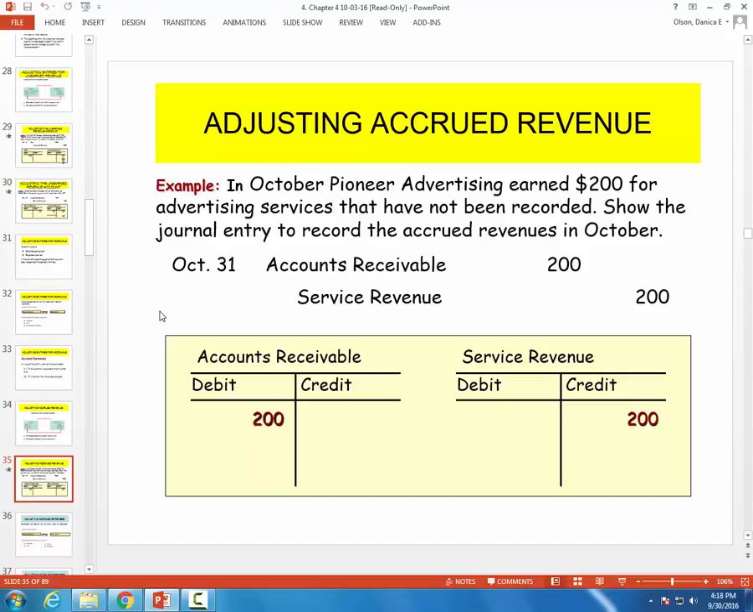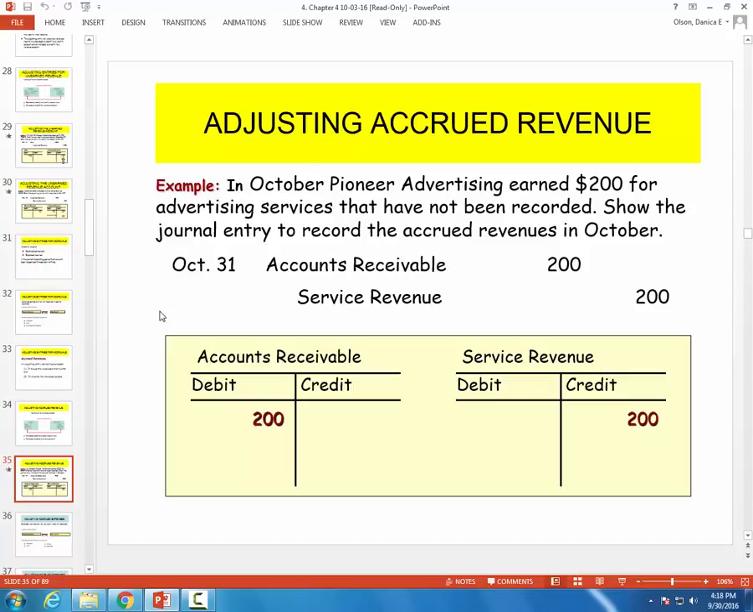At the end of the month, if you have services you performed that you have not yet billed, you need to send invoices to your customers. When we do this, we need to record that the customer owes us money and record that the service was performed. To do this, we debit accounts receivable of $200 and we credit service revenue for $200.